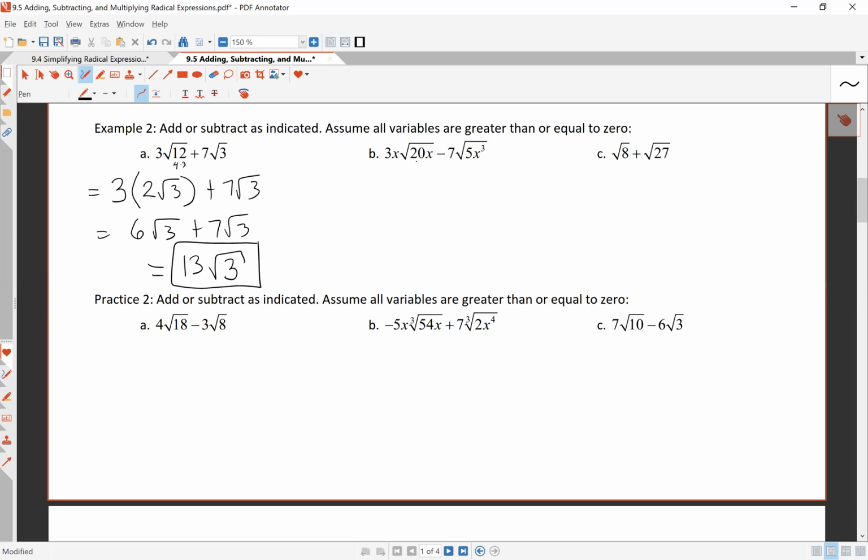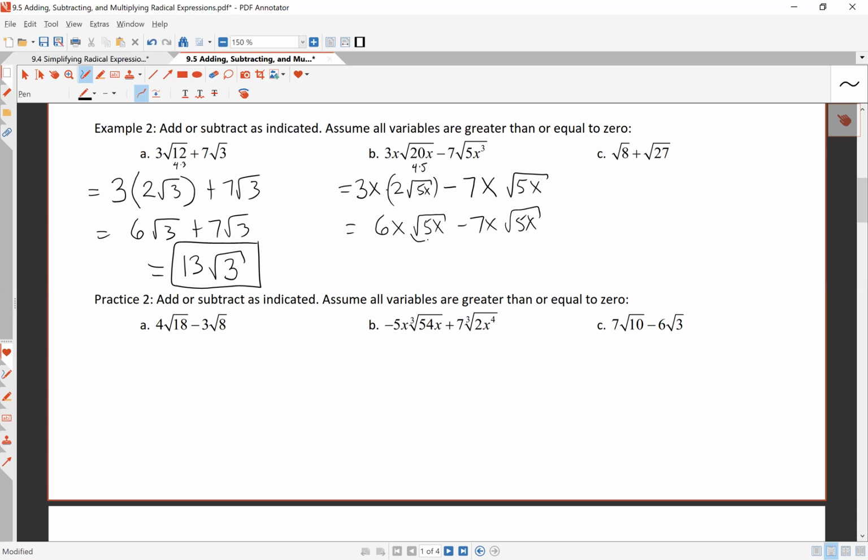Letter B, we don't have like terms here. So the square root of 20 is square root of 4 times square root of 5, or 2 square root of 5x. Now I need to produce the square root of 5x from the square root of 5x cubed. With an x cubed in our square root, we take 3 and divide it by the index 2, and it gives us 1 that comes out and 1 that's going to stay under, and the 5 stays under with it. Now we have 3x times 2, 6x square root of 5x minus 7x square root of 5x.